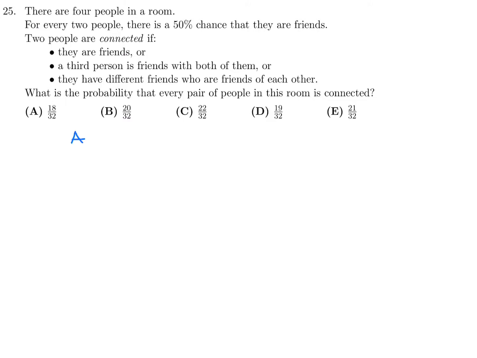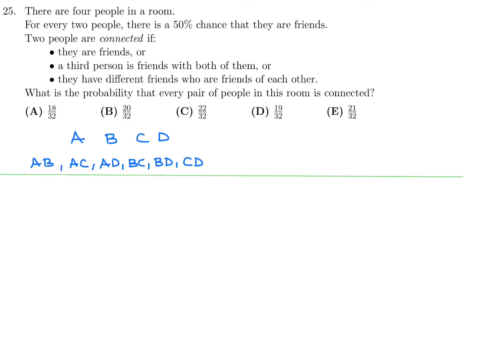We have 4 friends. I'll call them A, B, C, D. And there are the following pairs. We have A and B, A and C, A and D, B and C, B and D, and finally C and D. Those are the 6 possible pairings. And now we have to figure out if they are connected or not. And the best way to do this question is with diagrams. So I will explain all the diagrams.